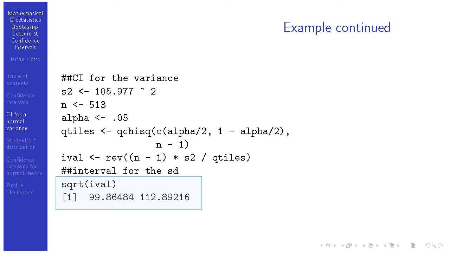So this interval, 100 to 113, is created in a way such that if the assumptions are correct, namely that the underlying data are IID normal with a fixed variance sigma squared and a fixed mean mu, then if the procedure is repeated over and over again, 95% of the intervals that we obtain would contain the true standard deviation that we're trying to estimate.